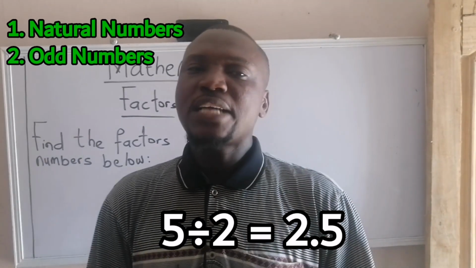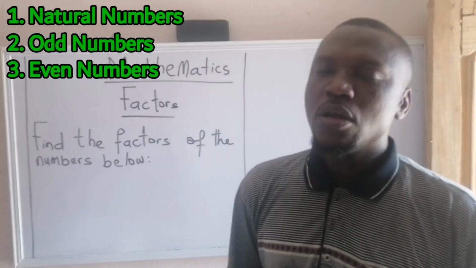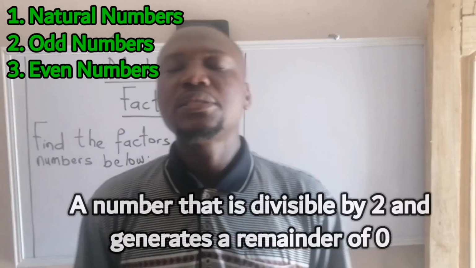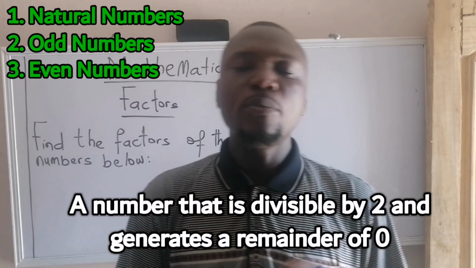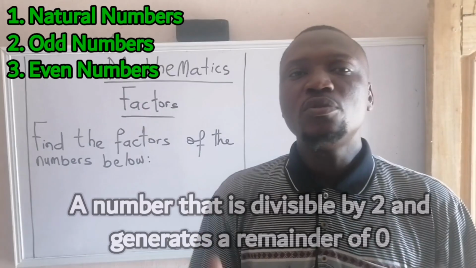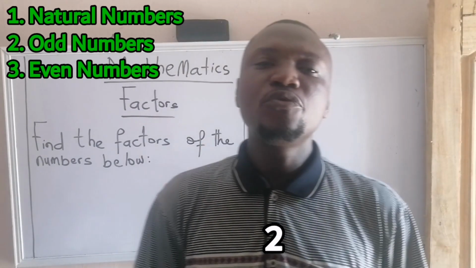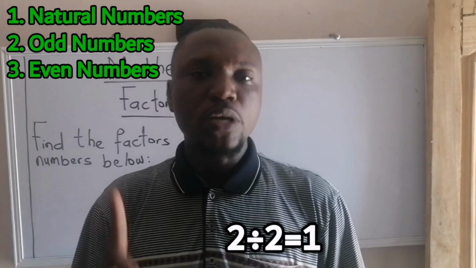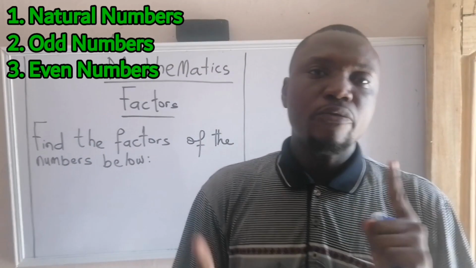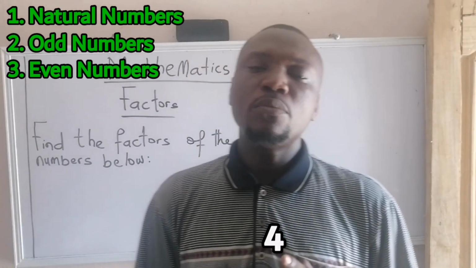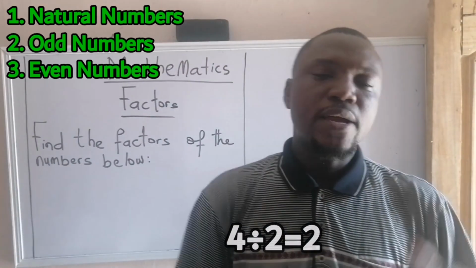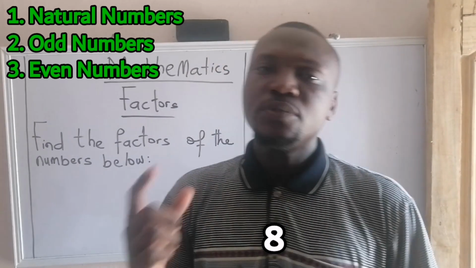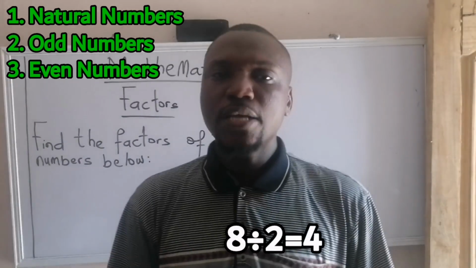Now, we also have another type of number which we call even numbers. What are even numbers? Even numbers are numbers that can be divided by 2. And when you use 2 to divide your even number, you are going to get a whole number. For example, 2 is an example of even number. If I use 2 to divide 2, I'm going to get 1. 1 is a whole number. 4 is an example of even number. If I use 2 to divide 4, I'm going to get 2. 2 is a whole number. 8 is an example of even number. 2 in 8, you get 4.